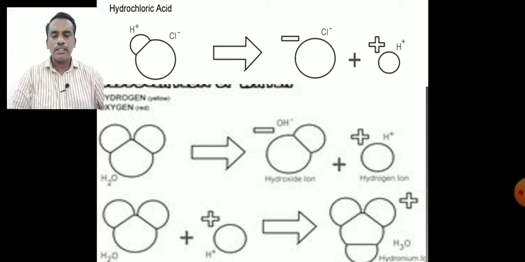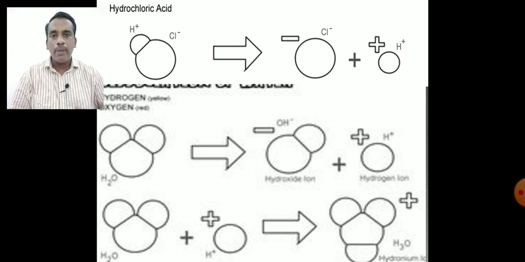consists of three atoms, a hydrogen bonded to the oxygen followed by another hydrogen. The three atoms of water, H2O, also dissociate basically to give OH minus ion and H plus ion. So we could say water is also acidic in nature because it is giving H plus ions.